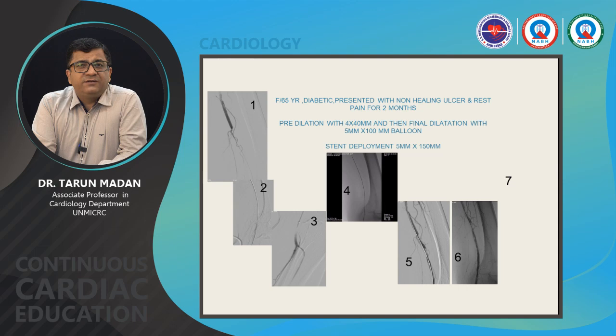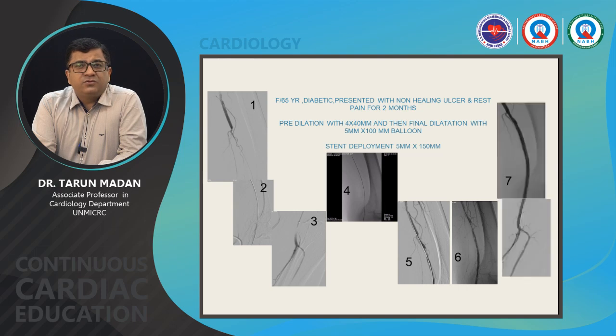But still there was a significant stenosis. So a stent was deployed and it gave rise to a very nice laminar flow in the femoral artery up to the popliteal artery and the popliteal trifurcation.